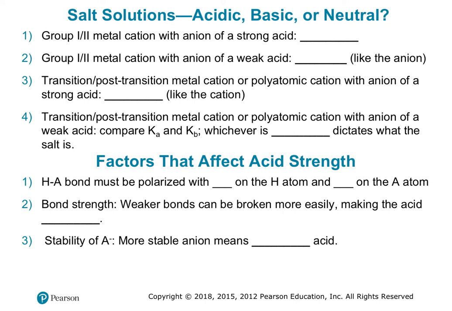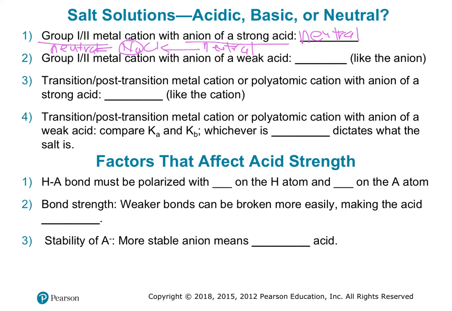If we have a group 1 or 2 metal cation with an anion of a strong acid, let's say sodium chloride, we look at the sodium, realize it's a group 1 metal, so that's going to lead to a neutral solution. When we look at chloride, we know it's the conjugate base of a strong acid, so it's also going to be neutral because it can't form any acid. It can't go backwards to form HCl. So this is going to be a neutral solution, which makes sense. We don't think of salt water as being acidic.